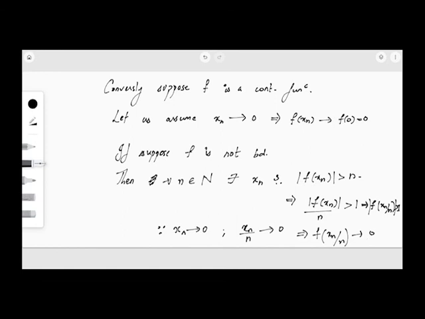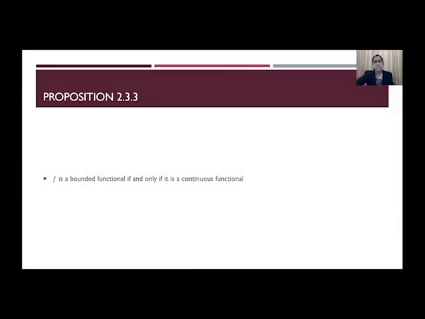So we obtained a contradiction because we assumed that f is not bounded. So if f is continuous, f has to be bounded. So we have proved the if and only if condition, that is if f is bounded, then it has to be continuous, and if f is continuous, it has to be bounded. So that was the proof of our proposition 2.3.3, which was pretty much simple.